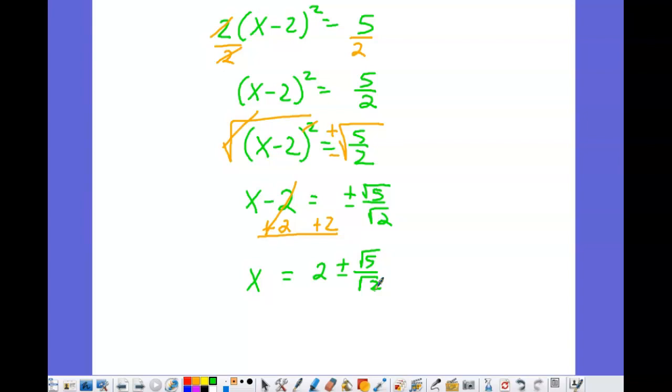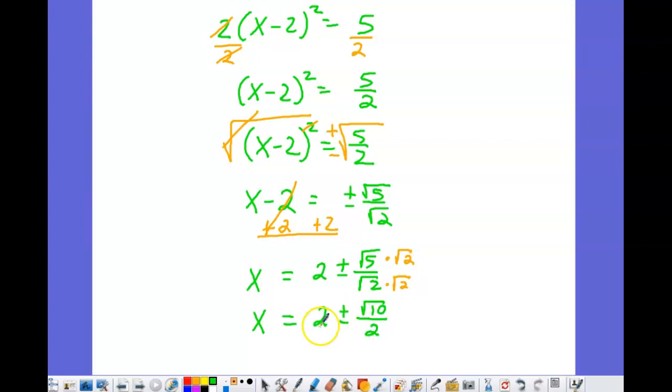Just to put a few final touches on this, first of all, you guys might remember we don't like square roots on the bottom. So what I would do is multiply the top and the bottom by the square root of 2. Okay. That's going to give me the square root of 10 over 2.